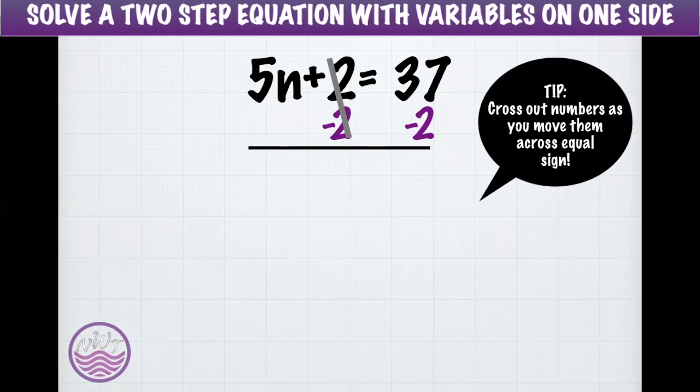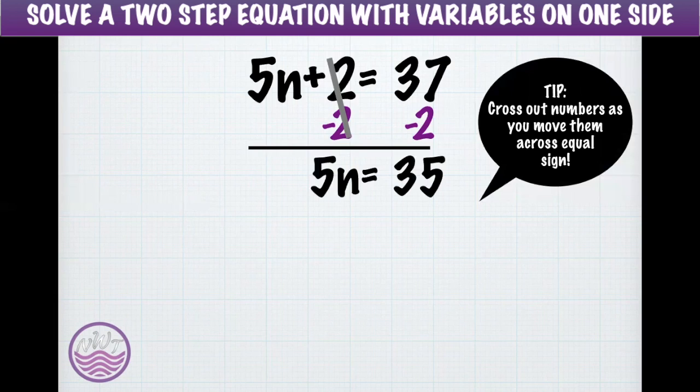So as we look, the 2's are going to cancel out. So again, that tip: cross out numbers as we move them across the equal sign. If you cross out the numbers, I'm telling you, it'll make things much easier and much more organized. You'll know what you have left. I've seen a lot where students leave those 2's uncrossed and then end up bringing down a 4 or something like that. So make sure that you cross out those numbers like I did with the gray stripe.